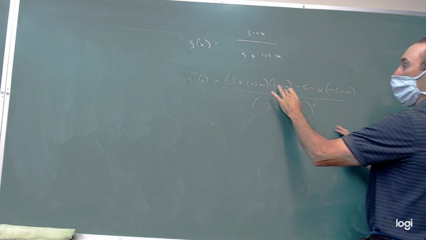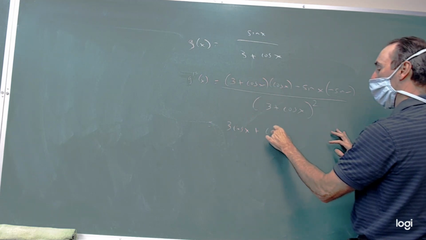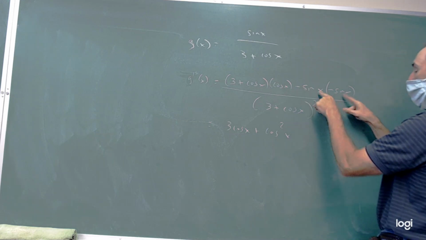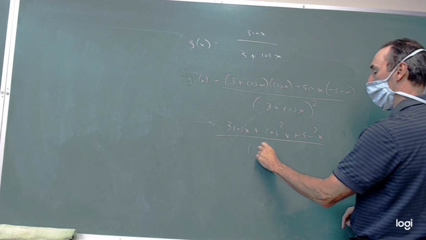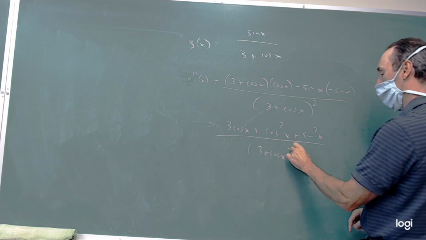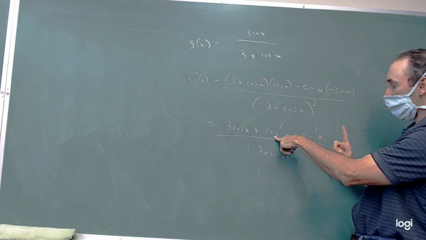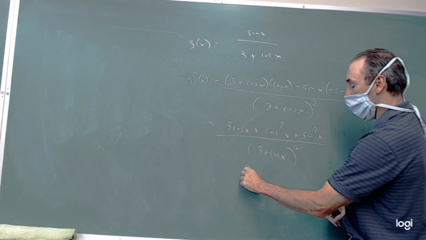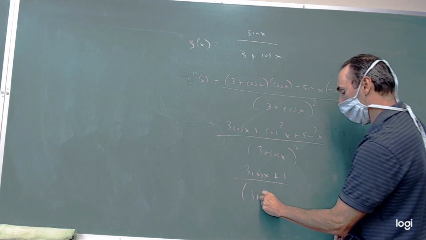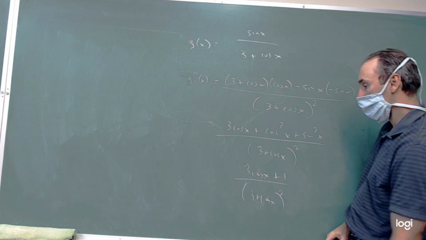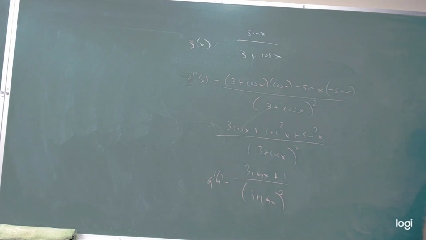So we'll clean up. I'm going to distribute. It's going to be 3 cosine x plus cosine squared x. That's going to become plus sine squared x, and still over the 3 plus cosine x squared. We're seeing our favorite trig identity: sine squared plus cosine squared is 1. So we're going to get 3 cosine x plus 1 over 3 plus cosine x quantity squared. There is our derivative. Okay, how are we doing?